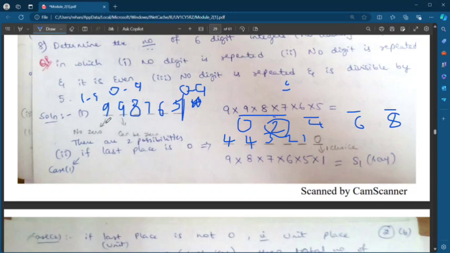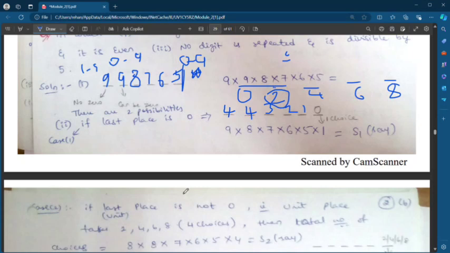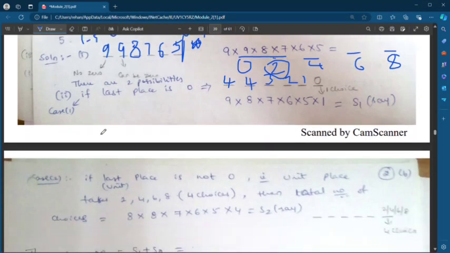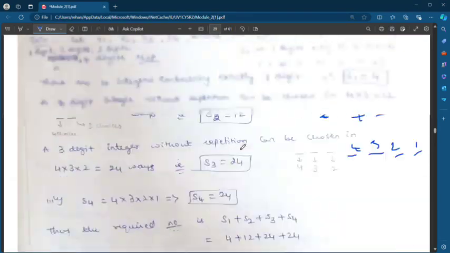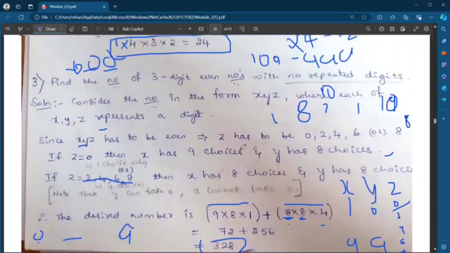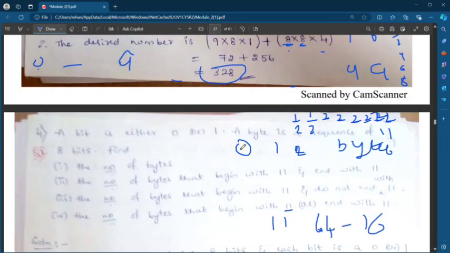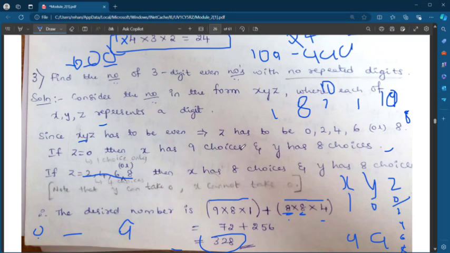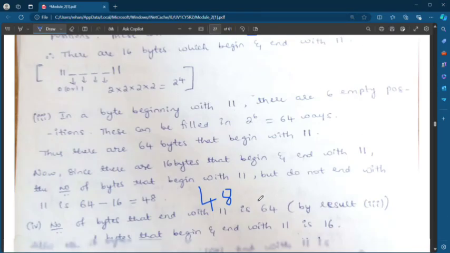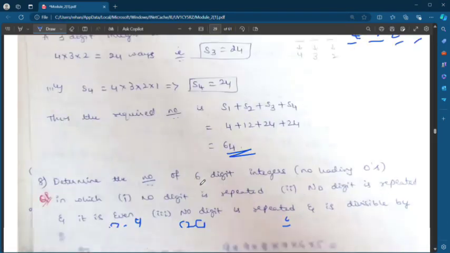So here the first number cannot be 0. No digit is repeated and it is even. Now see here, for case 1 we have two places, the same way we had found in the beginning question. I forgot to mention that. We had that somewhere here. So if the last digit is 0, then I have 4 choices. If the last digit is 2, 4, 6, then I have these many choices. The same thing will happen here also.